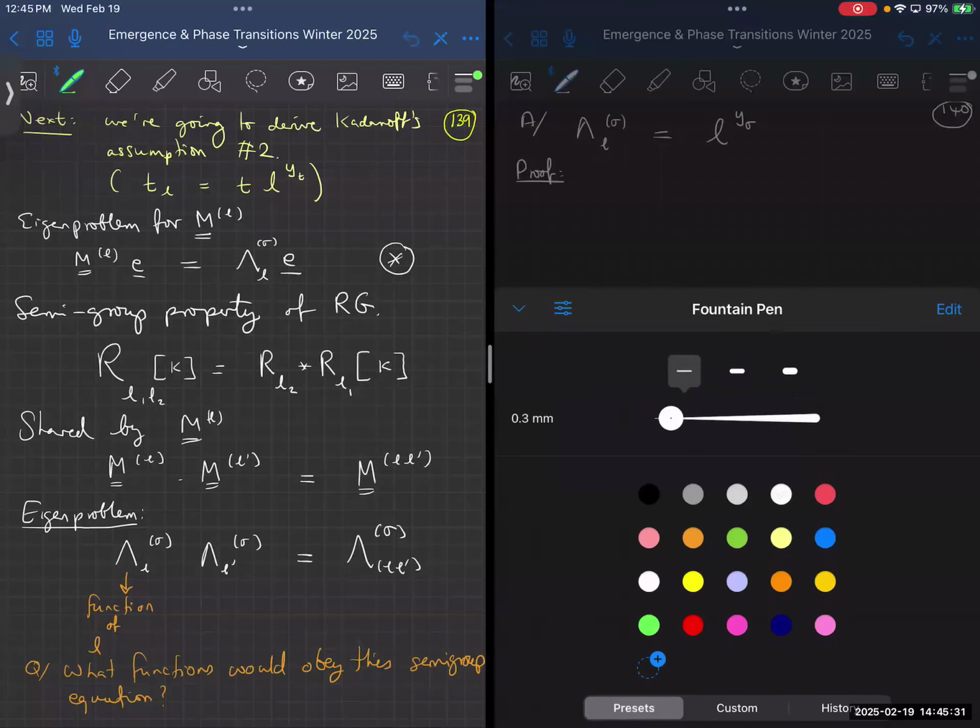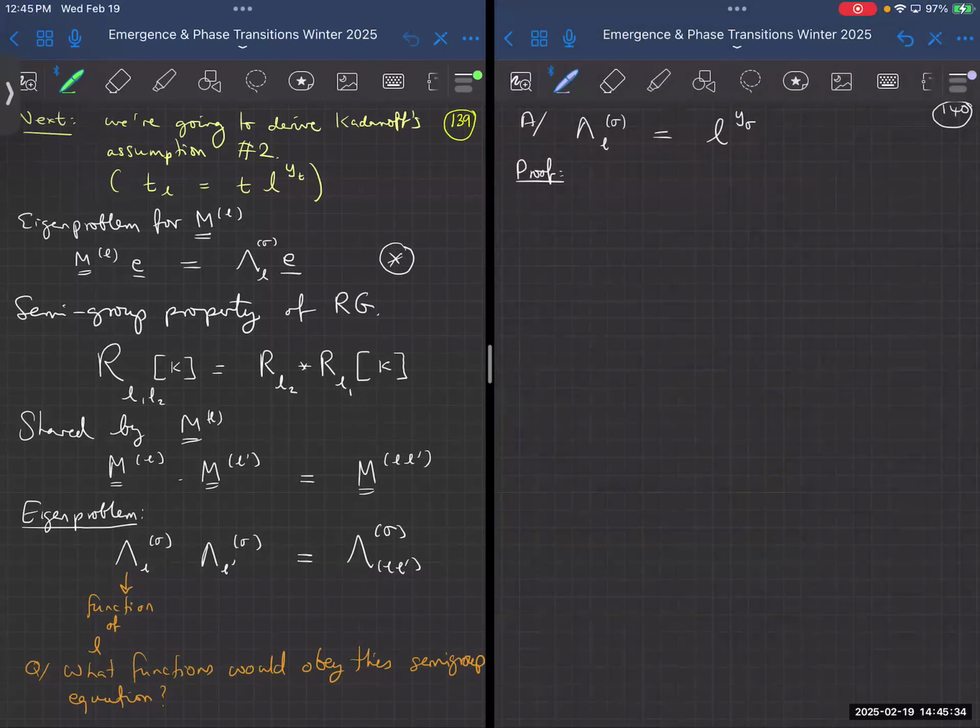So let me show you a neat way that one can do this calculation. So the first thing I'm going to do is, in this semi-group equation, I'm going to first of all set L prime equal to 1 in equation star. So if I do that, then what I get is lambda 1 of sigma lambda L of sigma is equal to lambda L of sigma.